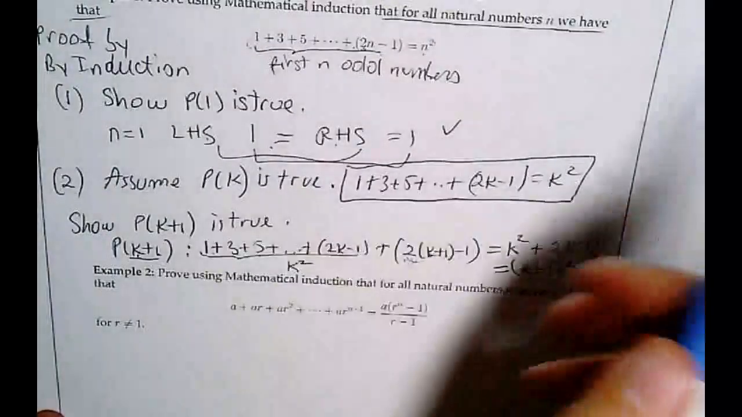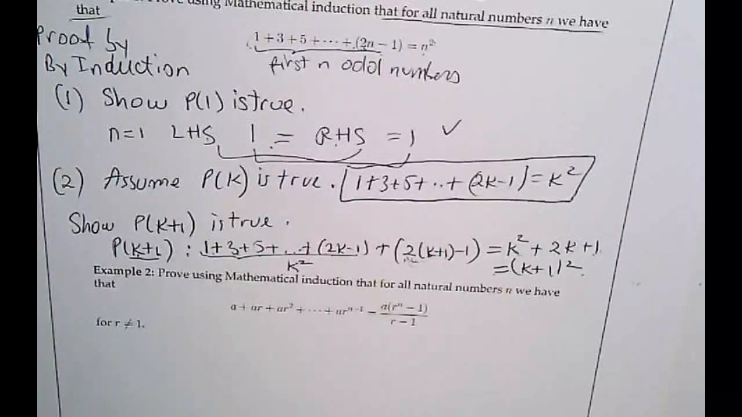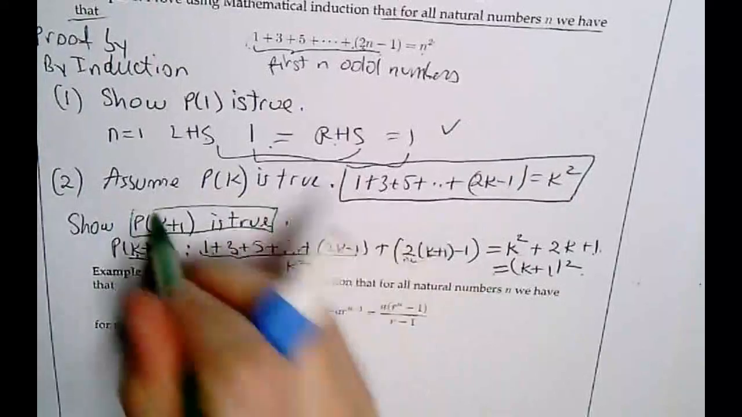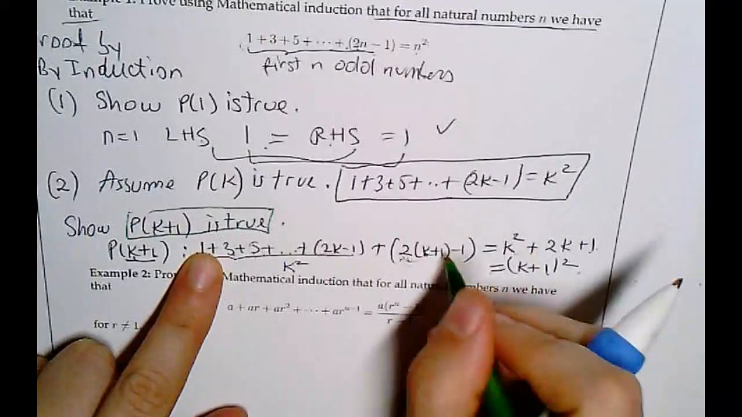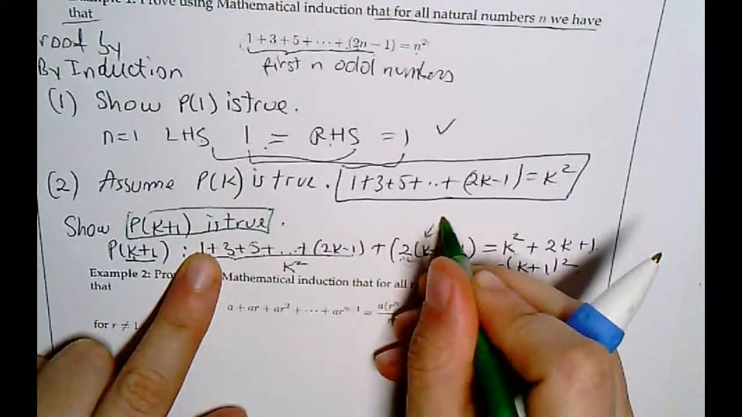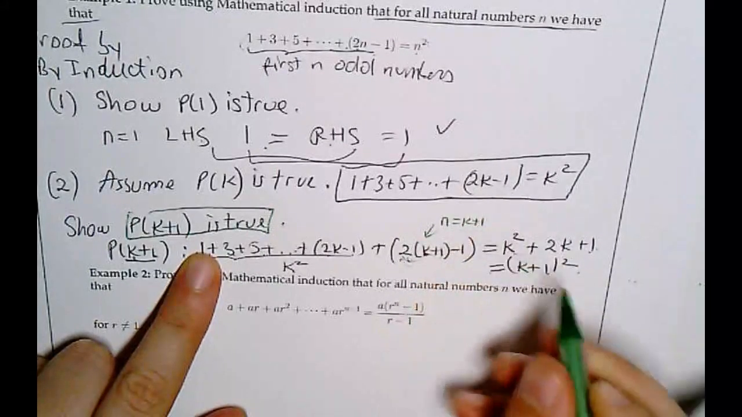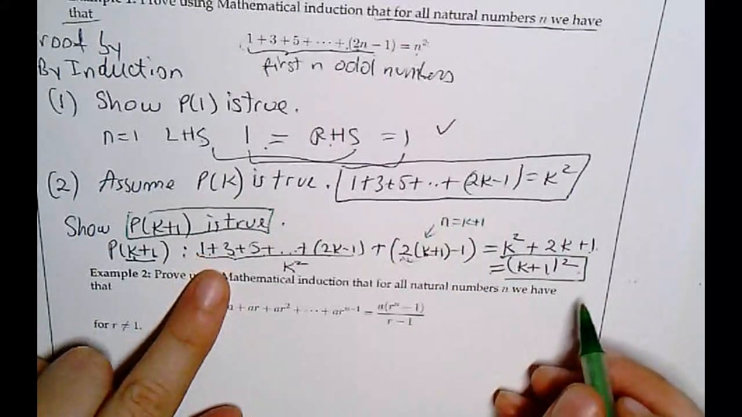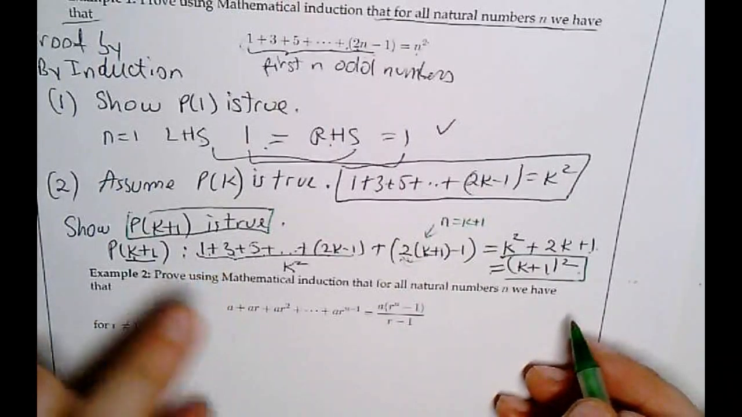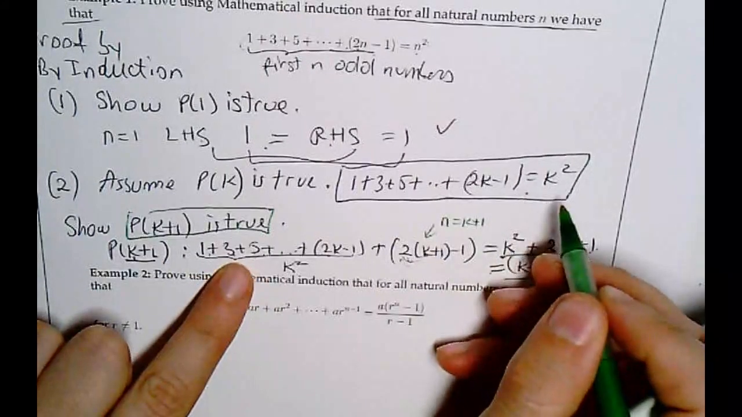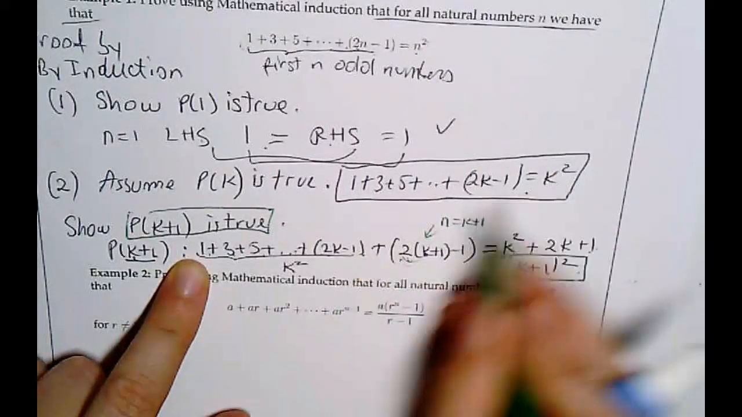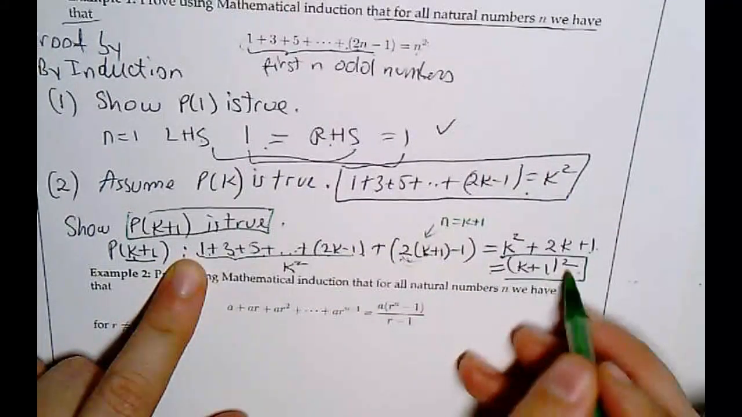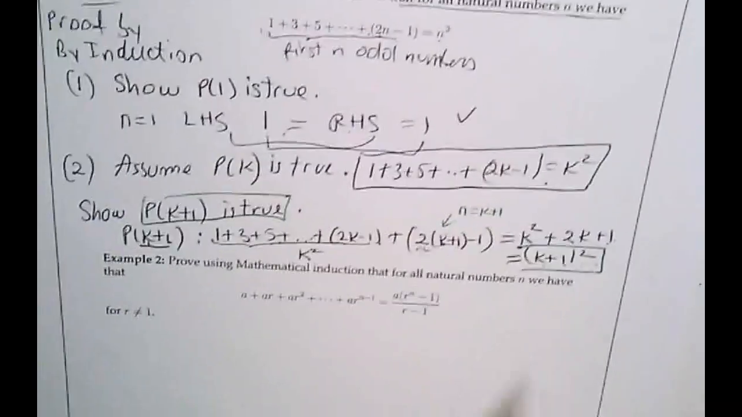So I have shown that P of k plus 1 is true because when I calculate this sum on the left-hand side for n equals k plus 1, I showed that it's equal to k plus 1 squared. By using this, I have replaced this sum with k squared, and then when I add it to this term, I get exactly what I need, k plus 1 squared.